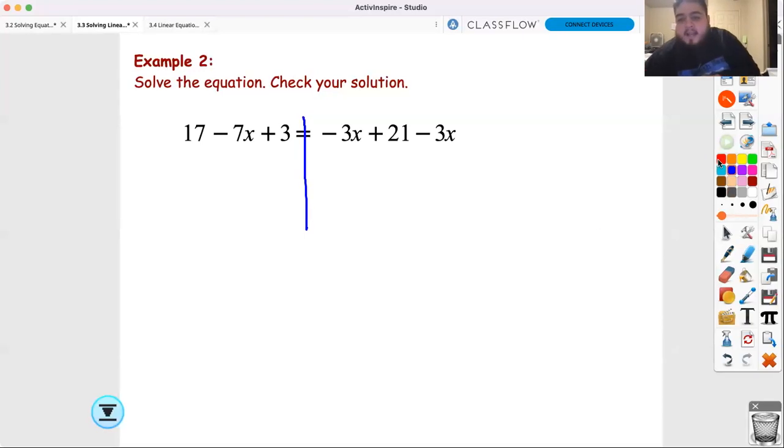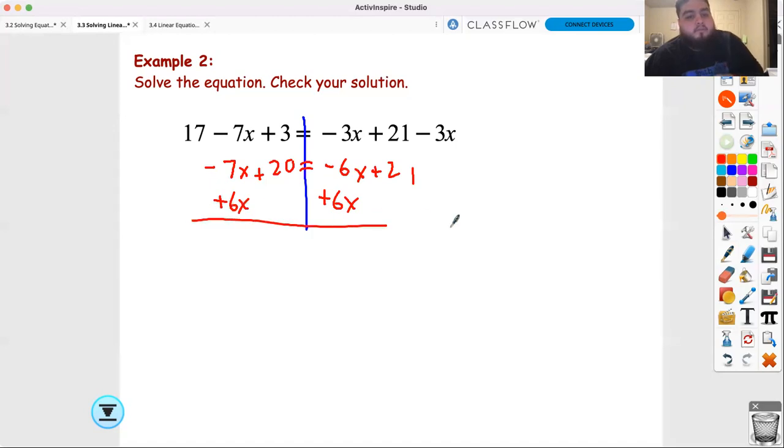So on the left-hand side here, we have 17 minus 7x plus 3. I can combine the 17 plus 3, which is just plus 20. Over here, you owe me 3 x's, but you spent 3 more, so now you owe me 6 x's plus 21. Now we got to get x's by themselves, right? So I'm going to use the addition property. So the opposite of -6x is plus 6x. What we do to one side, we do to the other. Cancels out. You owe me 7, but you give me 6, so you're still going to owe me 1.